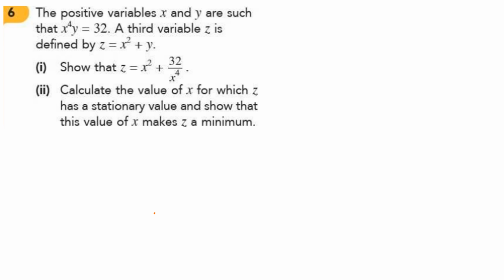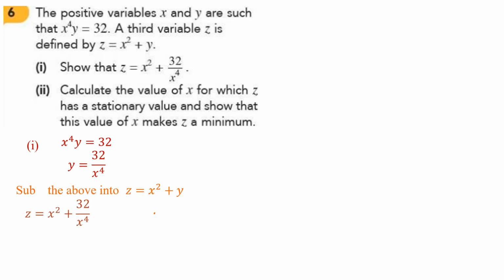And then in part 2, you're told that z has a stationary value, and you're asked to calculate the value of x for which z has a stationary value. So in part 2, we are supposed to find dz over dx. And that's the reason why in part 1, we are asked to find z in terms of x. So what we need to do is make y the subject from the first equation, substitute into the second equation, and that's it.